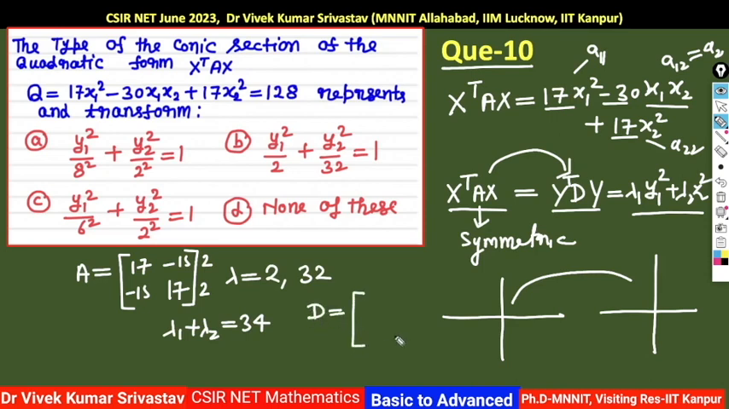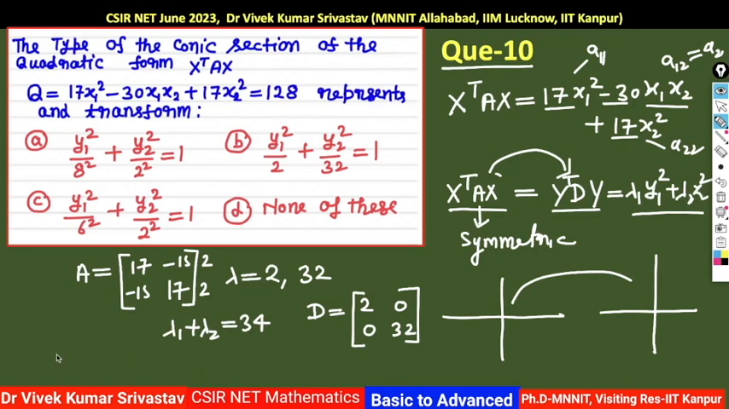You can just equate it: it lies on the diagonal position, that is 2 and 32, right? Lambda 1, lambda 2. So we can write the transformed form as lambda 1 y1 square plus lambda 2 y2 square. It is very easy, we only have to transform this quadratic form to the diagonal form, right? And here what is the matrix? Finally, the transformed conic section is lambda 1 y1 square plus lambda 2 y2 square.